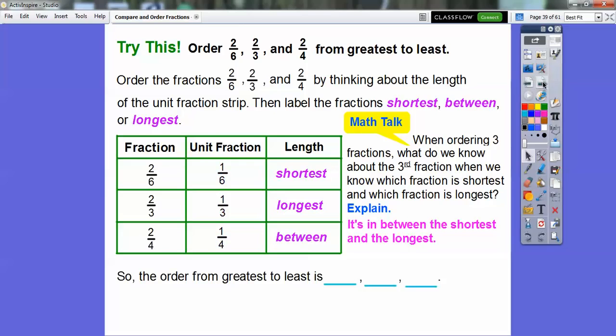All right, so the order from greatest to least, remember they want the biggest number first, so this 2/3 is the longest length, and then the one that goes in between is the 2/4, so that goes in between right there. So let's do that. So the 2/3 is the longest, the 2/4 is the in between, and finally the 2/6 is the shortest. Remember, they wanted us to do from greatest to least.